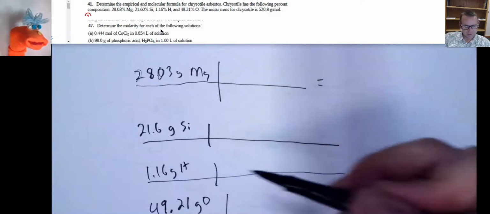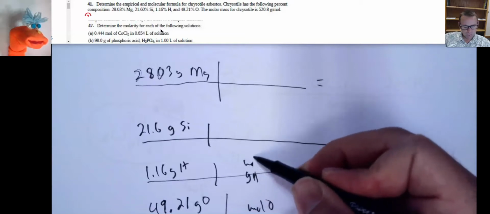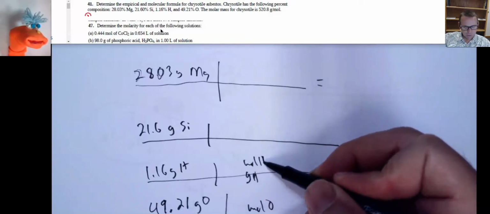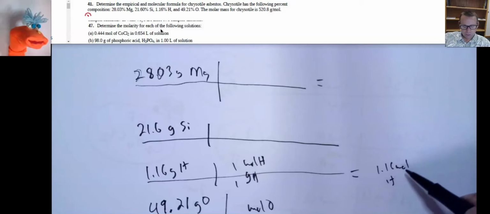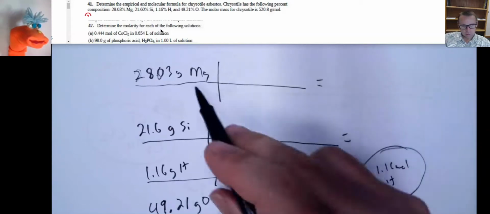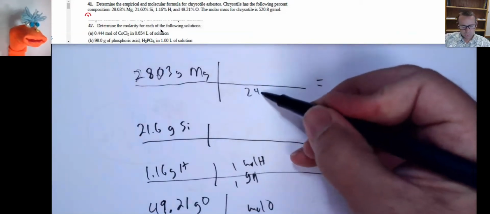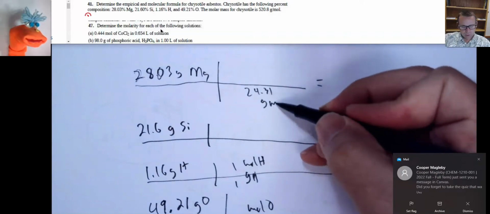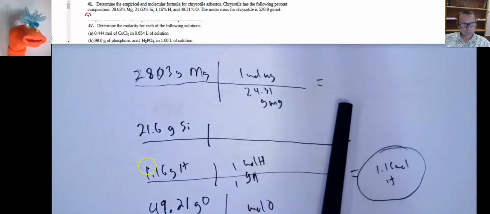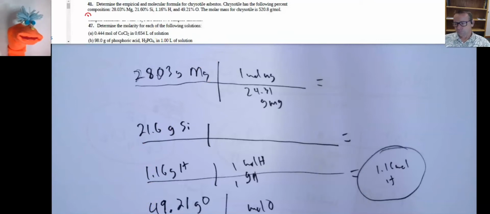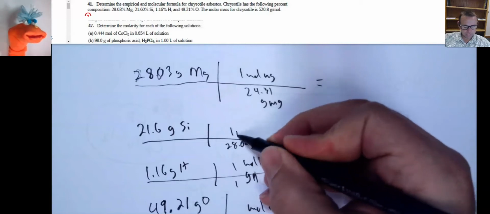Good job. All right, so then we go grams of oxygen to moles of oxygen, grams of hydrogen to moles of hydrogen. That's just 1.16. Okay, 1 to 1. So 1.16 moles of hydrogen. All right, magnesium, 24.31 grams of magnesium for every 1 mole of magnesium. Silicon is 28.09 grams for every mole. That's right.